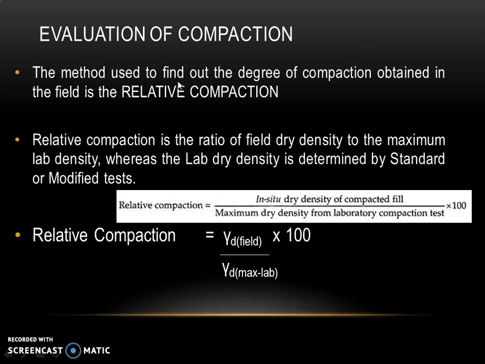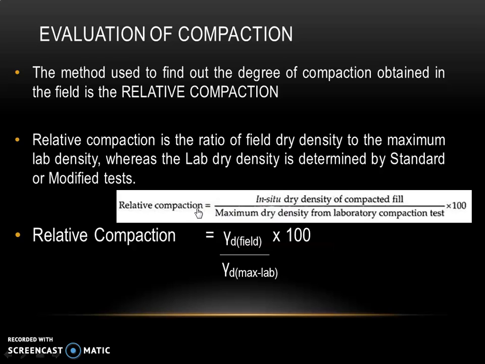The method used to find out the degree of compaction obtained in the field is the relative compaction. It is the ratio of field dry density to the maximum lab density. We know that the maximum lab density is obtained by laboratory test, that is either standard or modified test.